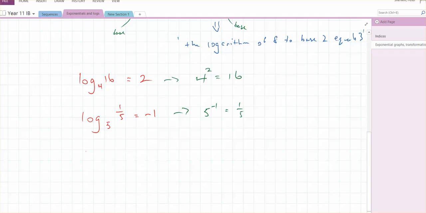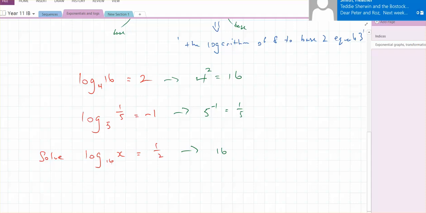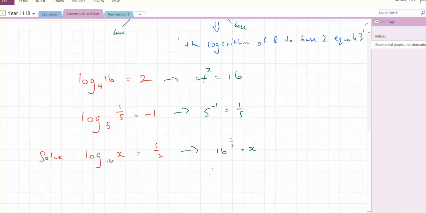Have a look at another example here. Let's say we're looking to solve log of x to base 16 is equal to a half. So what that says, and this is how we look at solving it, is let's take the log out of it. 16 to the power of a half is equal to x. So therefore, x is equal to the square root of 16, and x is equal to 4.